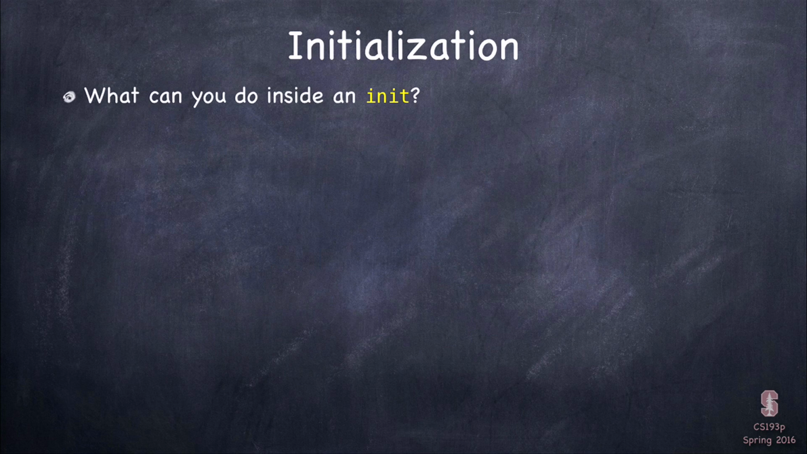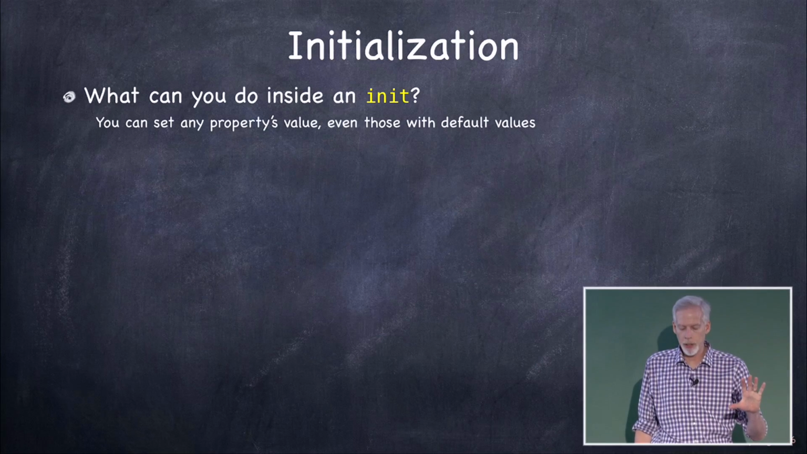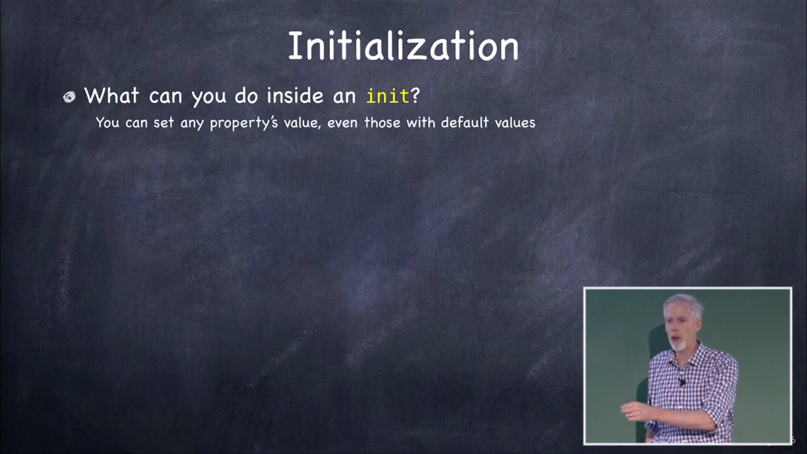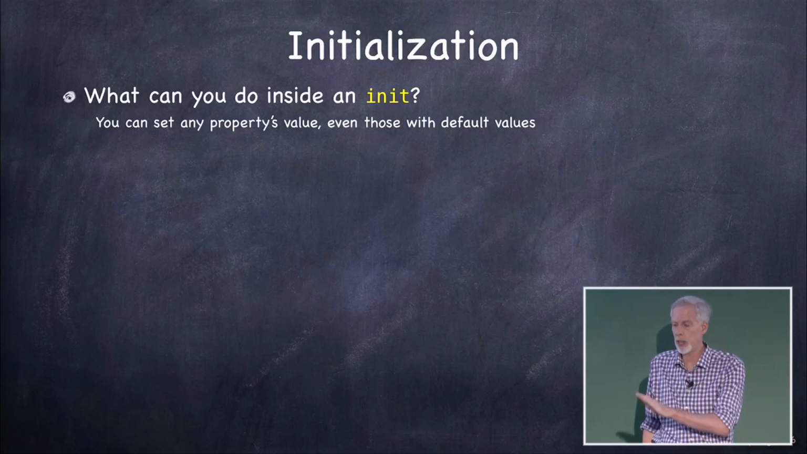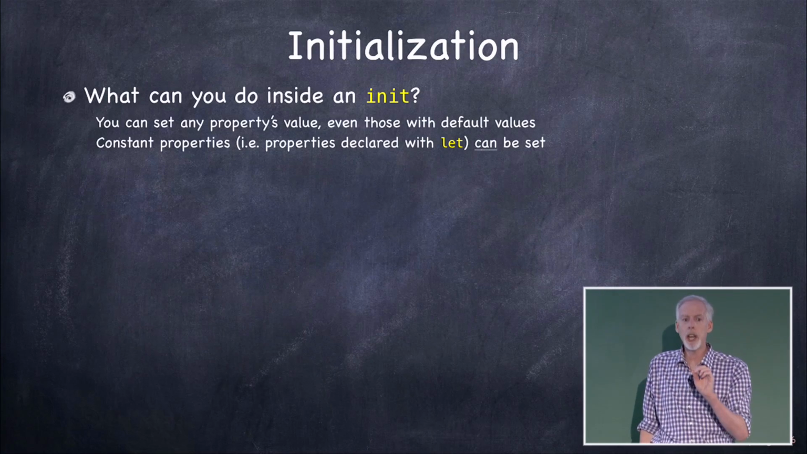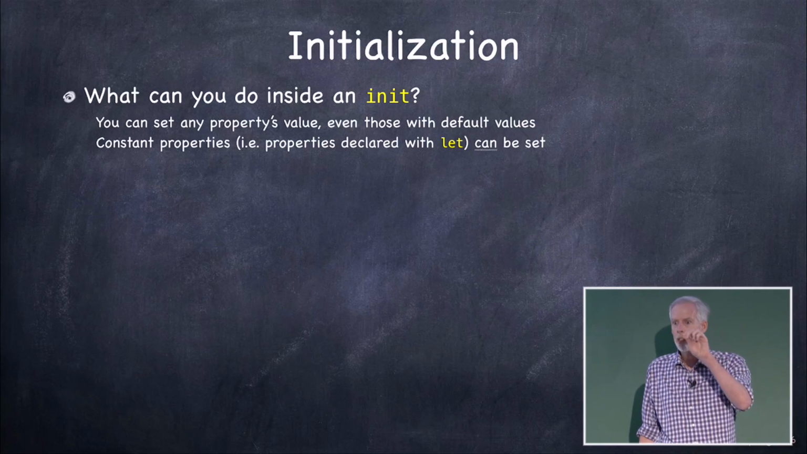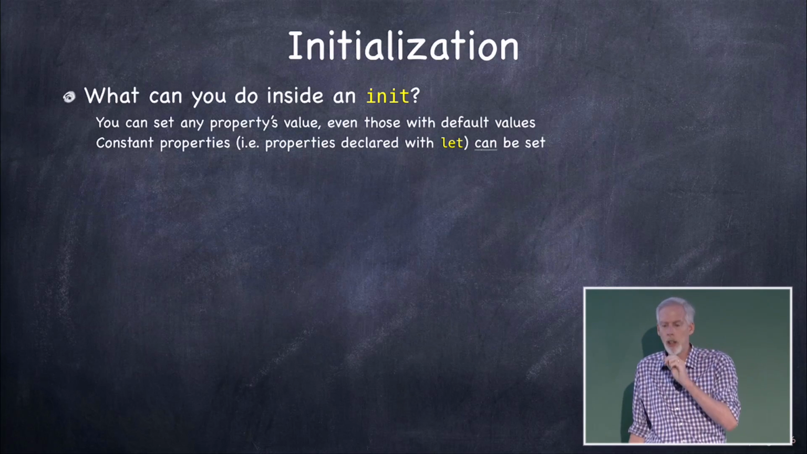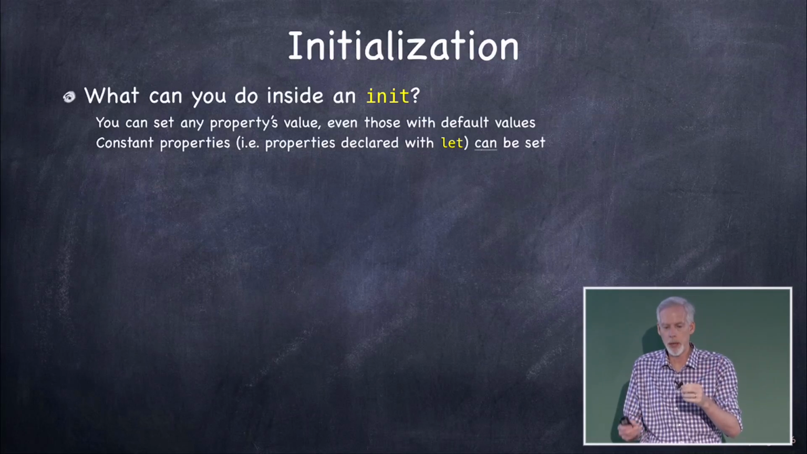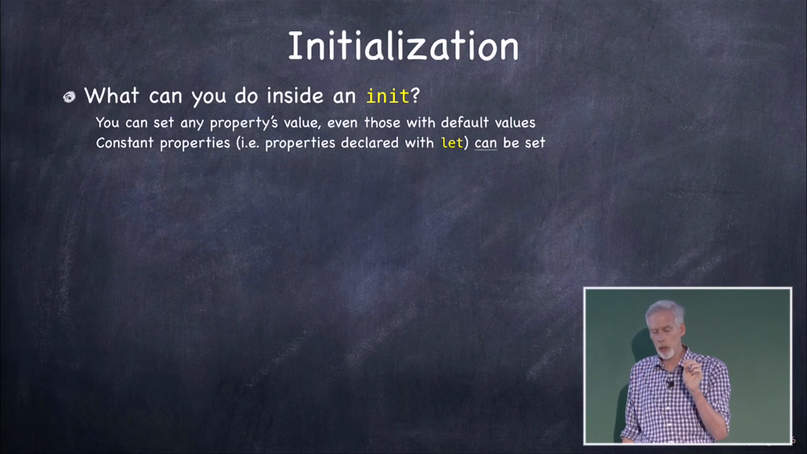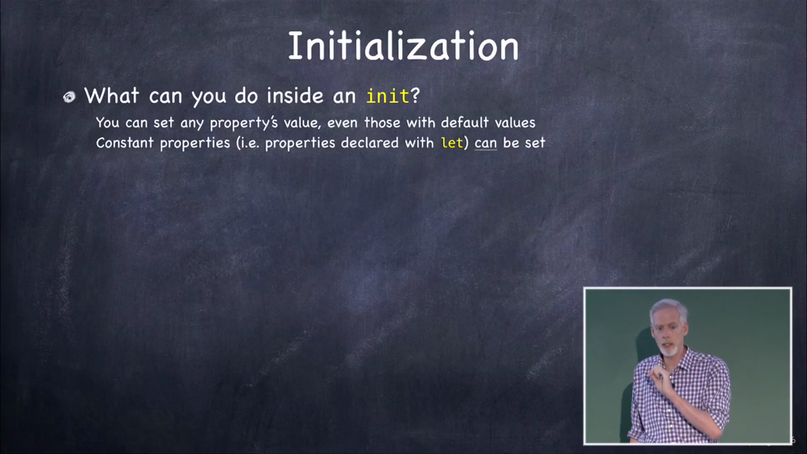All right, what can you do inside of init? What is legal to do? You can set any property's value, even ones that already have default values, ones that you said equal something. You can reset them to something else if you want. You can even set constant properties. So if you have a let, a constant instance variable basically in your class, even though it's let, you can set it in the initializer.